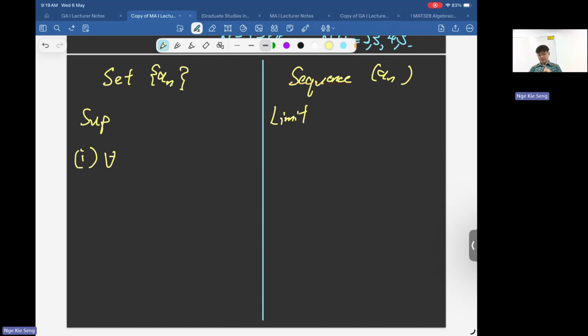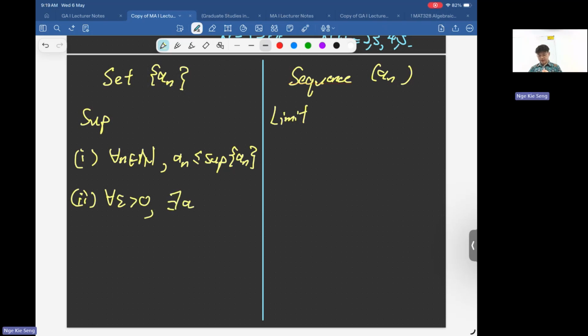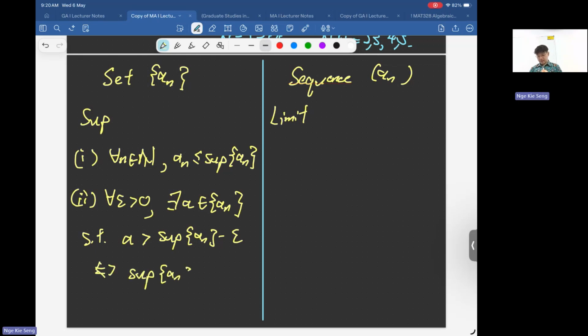Okay. So to show something is a supremum, you need to show that for all n in N, a_n is less than or equal to the sup of a_n. And then second, for all epsilon greater than 0, there exists an element a in the set of a_n such that a is greater than sup of a_n minus epsilon. But then if you rewrite this, what is this? This is just sup of a_n minus a less than epsilon.